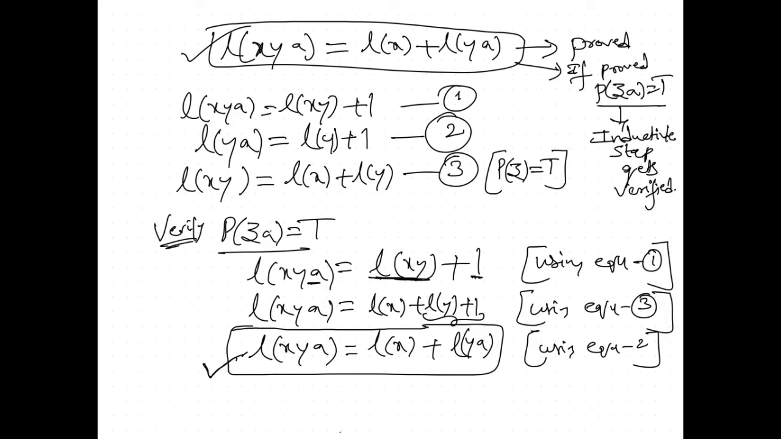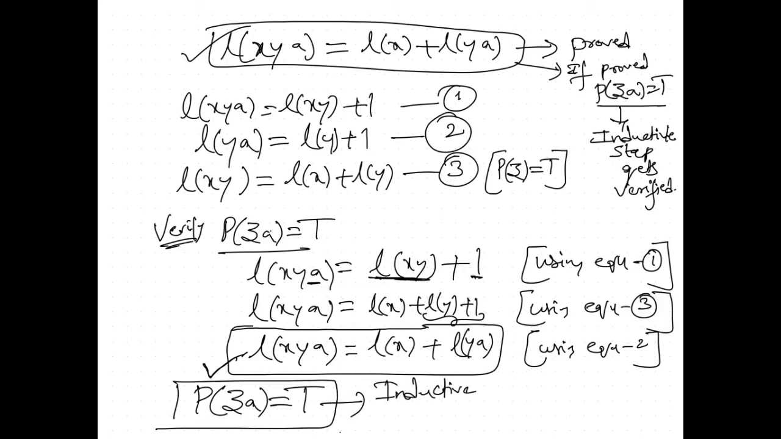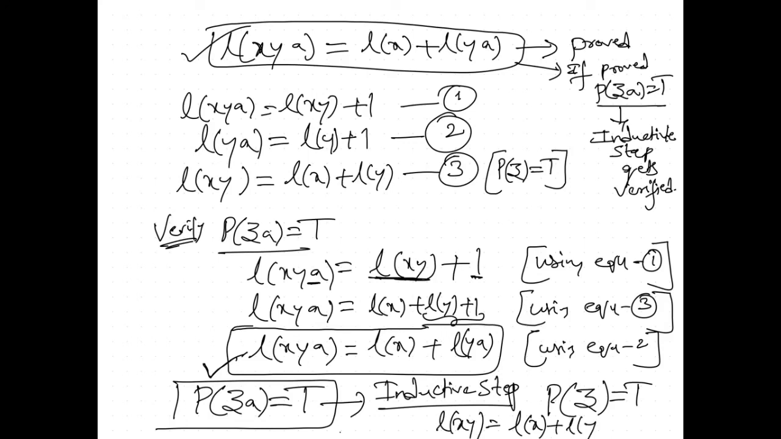So finally I can say that P of za is equal to true. When P of za is true, it means the inductive step gets verified. When the inductive or recursive step gets verified, then immediately P of z is equal to true. What is P of z? L of xy is equal to L of x plus L of y for all x, y belonging to the set of strings. This has been proved.